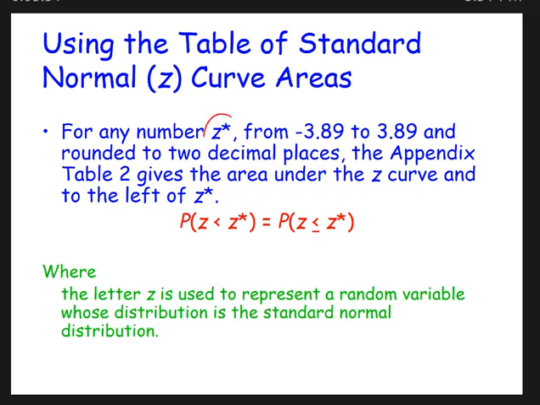So any number, z prime, is just the number that we're trying to find the probability for. It goes anywhere from negative 3.89 to positive 3.89, and can be found in the table in your book. And the only reason they limit it to negative 3.89 to positive 3.89 is that's as far as the table in your book goes, out to those z-scores.